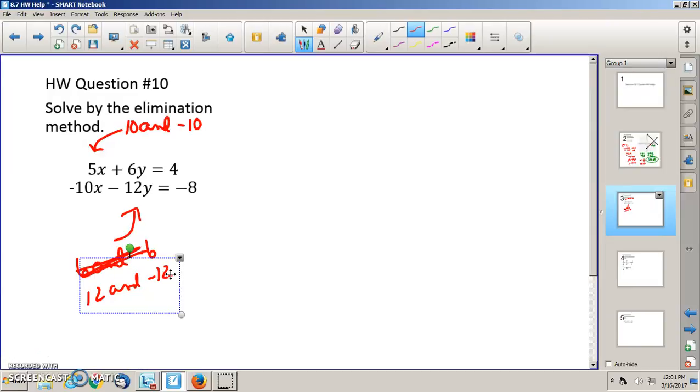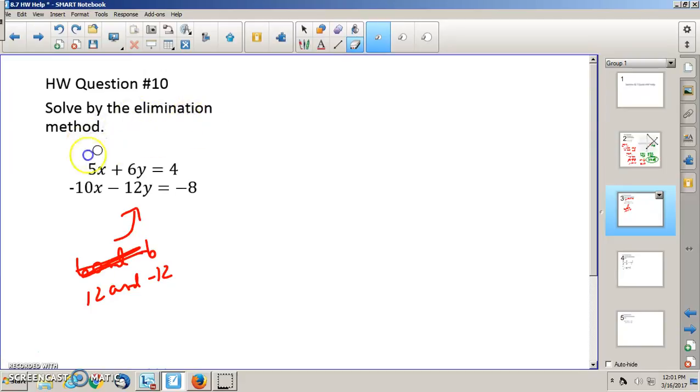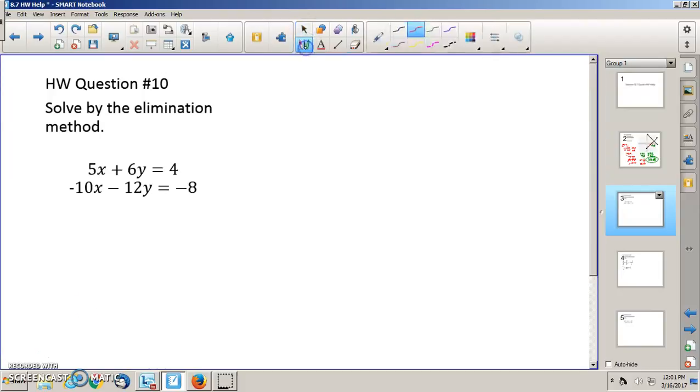So you have to decide which variable you want to eliminate first. That would be your first step. Then the second step is actually multiplying one or sometimes both of the equations by some number. So I'm going to focus on eliminating the x's. I'm going to multiply this first equation by 2. What that's going to give us is 10x plus 12y, and then equals 2 times 4 is 8. Don't forget to multiply that constant as well. And I'm just going to bring the second equation over.